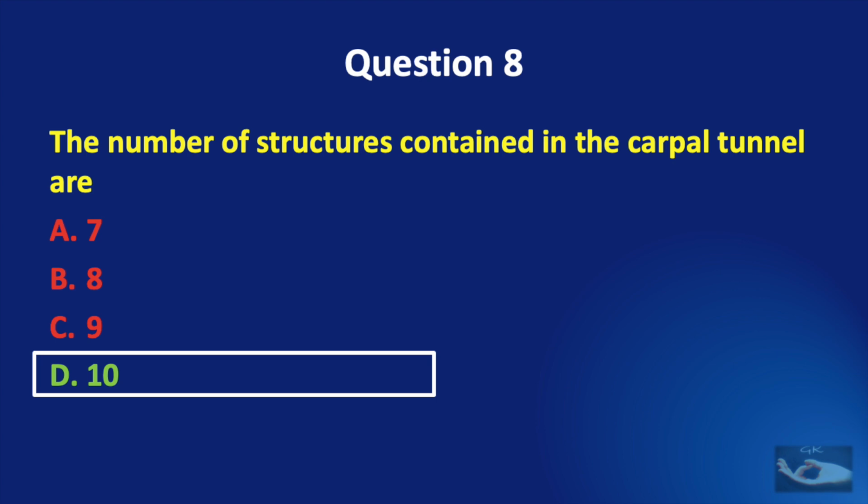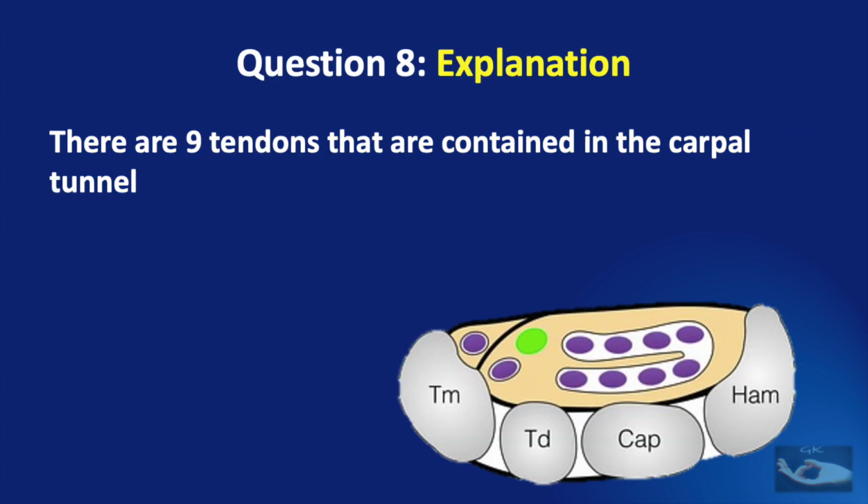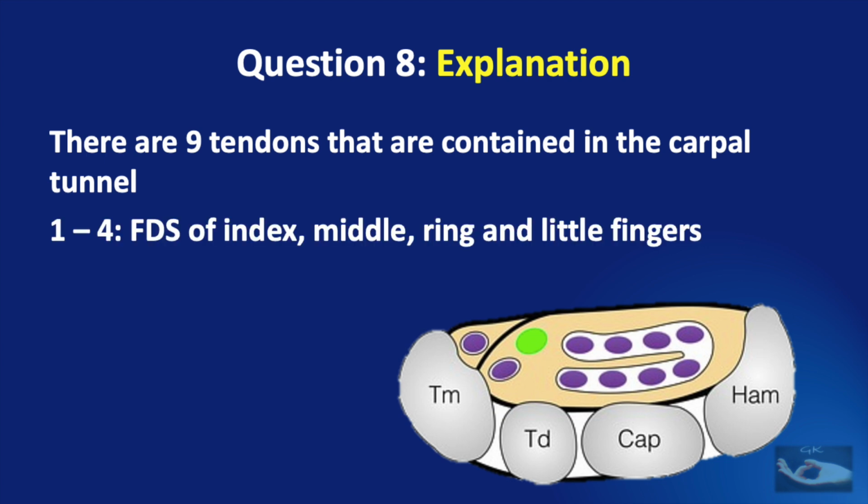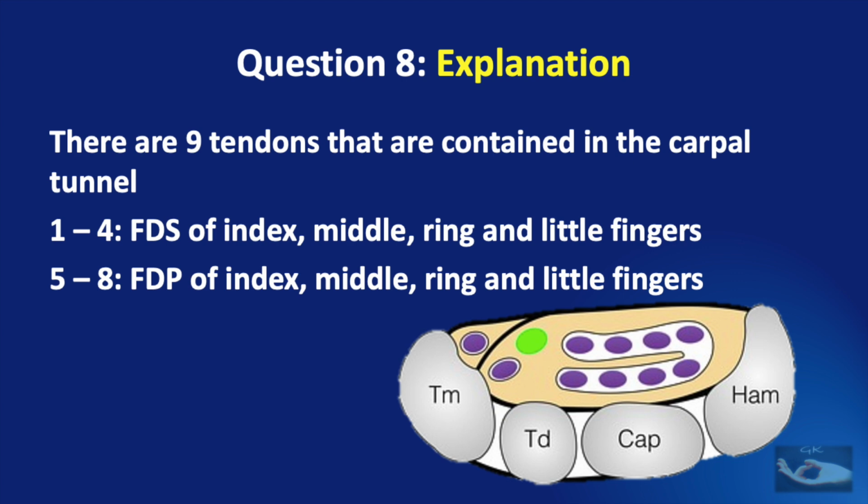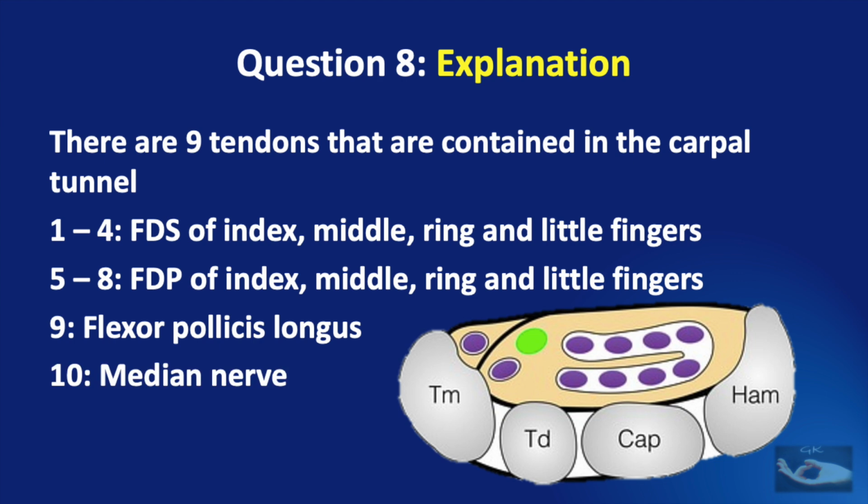The correct answer is 10 structures in the carpal tunnel. There are 9 tendons contained in the carpal tunnel. 1 to 4, the flexor digitorum superficialis of the index, middle, ring and little fingers. 5 to 8, flexor digitorum profundus of the index, middle, ring and little fingers. 9th being the tendon of flexor pollicis longus, and the 10th structure is the median nerve.